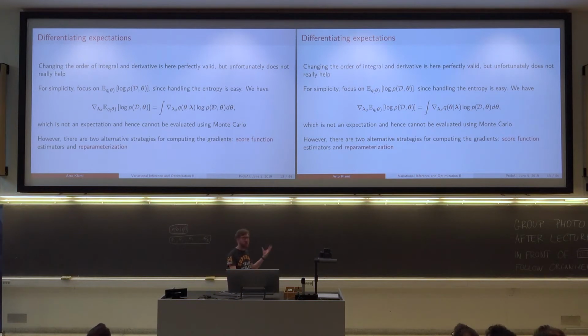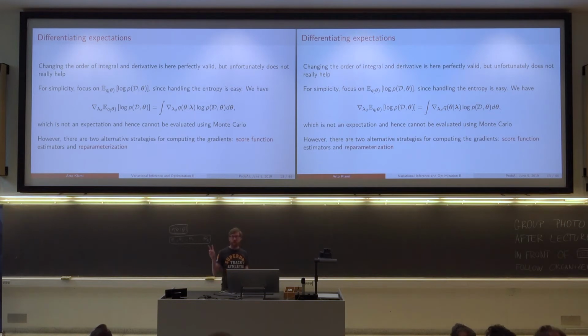So the idea of a Monte Carlo approximation is that you need to have an integral that is an expectation of something. So it has to be an integral of q times something. And this is not. It's an integral of gradient of q times something. It's not an expectation. You cannot approximate it with Monte Carlo. You can't just draw samples from q and plug them in here. It doesn't mean anything. The Monte Carlo approximation is only valid for expectations.